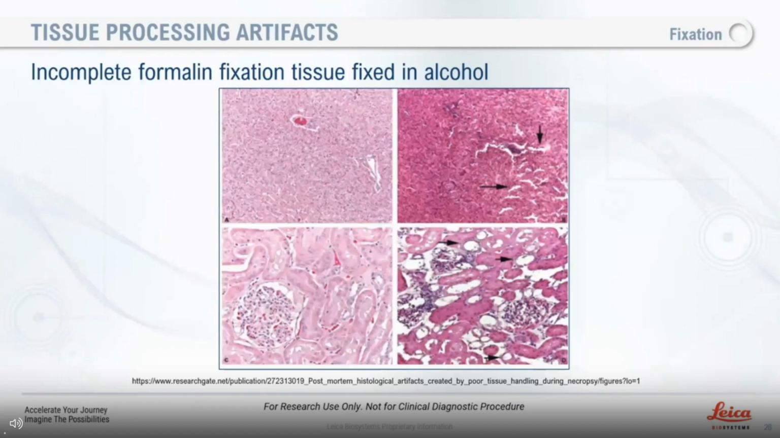We know that shrinkage occurs at every stage of processing, but the harshest by far, of course, is ethanol. Here is the result of tissue not being completely fixed by formalin and then being placed in alcohol. The sections on the left-hand side are examples of ideal liver and kidney, while on the right, the fixation step has been completed by alcohol. There is excessive shrinkage and hardness of the tissue, which makes it more difficult to section.